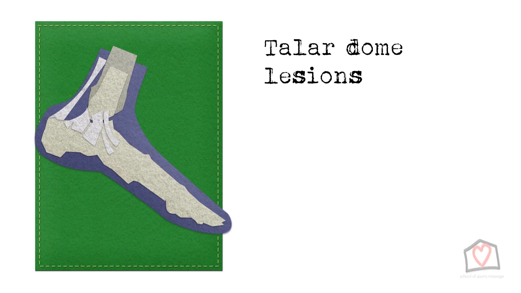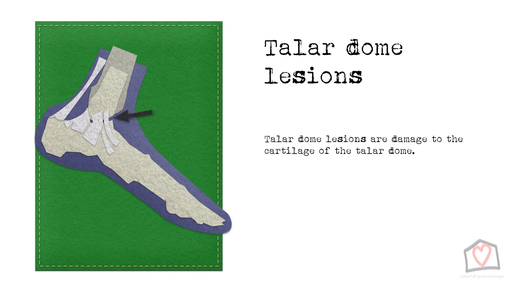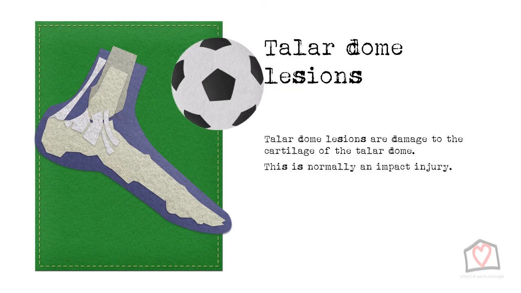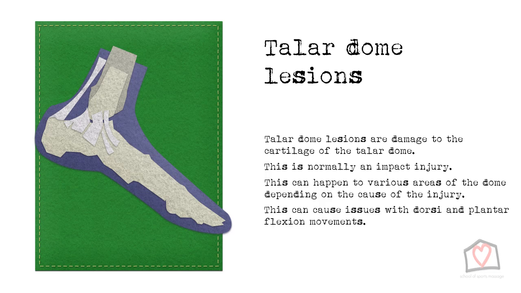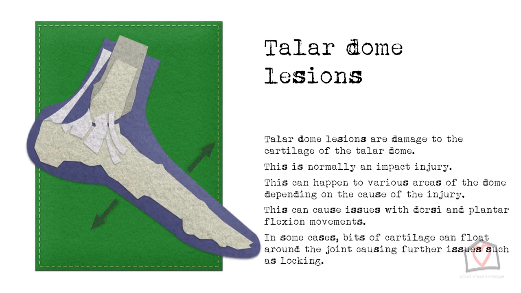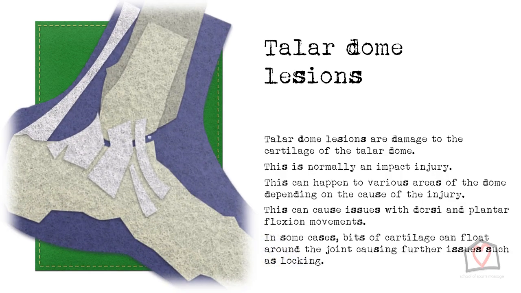Talar dome lesions. This is damage caused to the cartilage of the talar dome. This will normally be an impact injury. The damage can happen to various areas of the dome depending on the cause of the injury. This can potentially cause issues with dorsi and plantar flexion movements. In some cases, bits of cartilage will float around the joint, causing further issues such as locking.